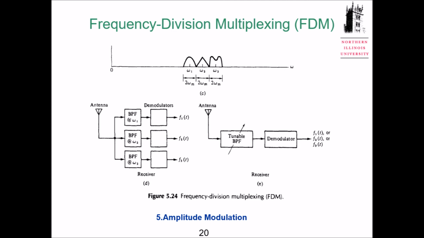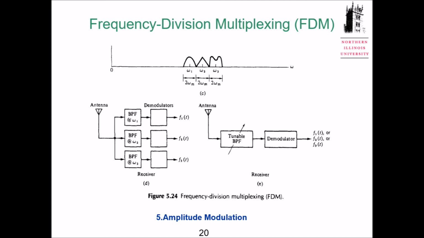So at the receiver, I have a radio receiver. If I want to listen to channel 1, or channel 2, or channel 3, what I do is have a bandpass filter centered at omega 1. This one only gets the channel 1 signal out. This one gets my channel 2 signal, and this one channel 3. Then we do our envelope detector or whatever your demodulation is, so we can get F1, F2, or F3.